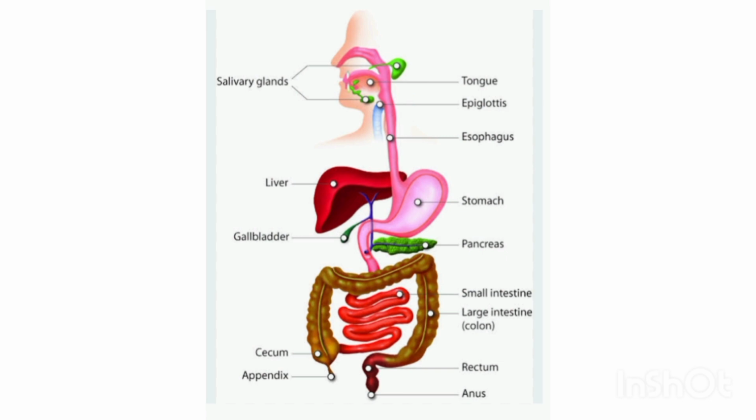The first one is salivary glands. There are three types of salivary glands: parotid glands, submandibular glands, and submaxillary glands. The main functions of salivary glands are: it secretes saliva containing an enzyme called salivary amylase or ptyalin, and it converts starch into sugars at an optimum pH of about 7.